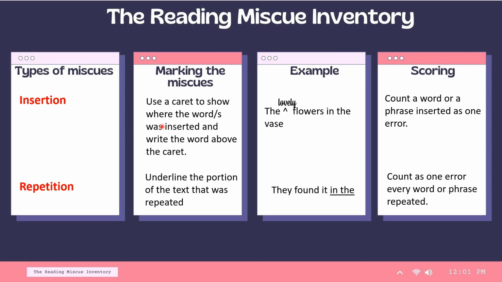Insertion. Use a caret to show where the word or words were inserted and write the word above the caret. For example, the lovely flowers in the vase. Count a word or a phrase inserted as one error. Repetition. Underline the portion of the text that was repeated. For example, they found it in the. Count as one error every word or phrase repeated.